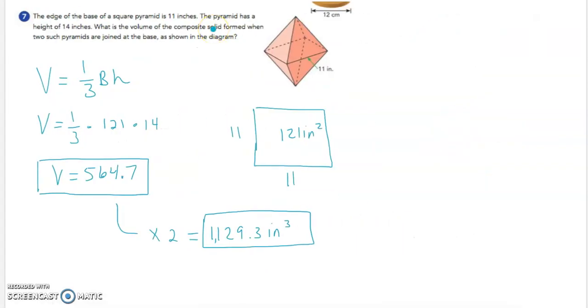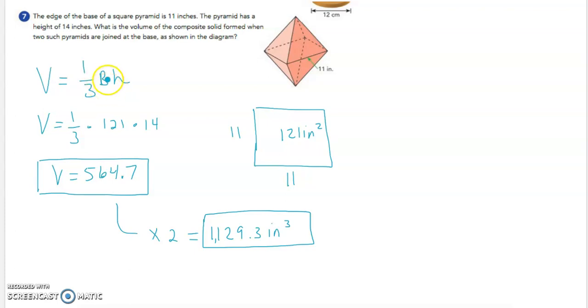Next one. So the edge of the base of a square pyramid is 11 inches. The pyramid has a height of 14 inches. What's the volume of the composite solid formed when two such pyramids are joined at the base as shown in the diagram? So, let's just take care of one pyramid first. So the volume equals 1/3 area of the base times height. That's the formula for a pyramid.